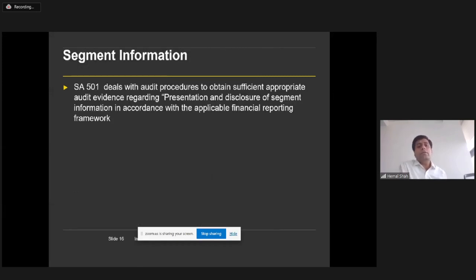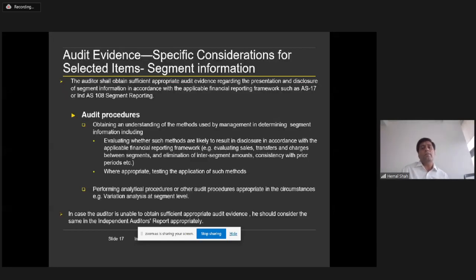Third thing, what is very critical is segment information. SA 501 deals with audit procedure to obtain sufficient appropriate audit evidence for presentation and disclosure of segment information. Now, segment information may be under Accounting Standard 17 or it could be under Ind AS 108. Both the frameworks are a little different. The Indian GAAP talks about risk and reward. If the risk and reward is different, the segments are different.